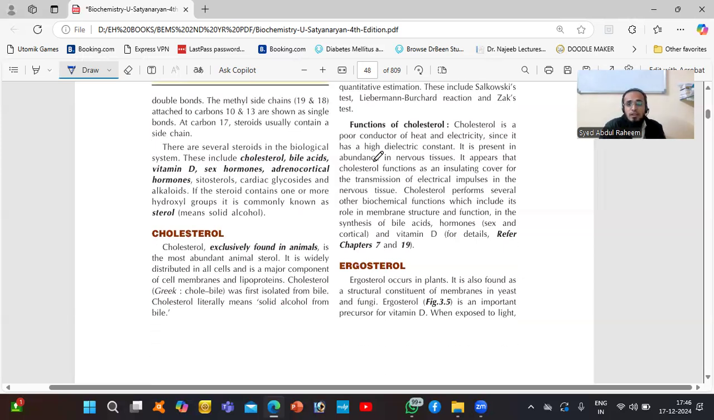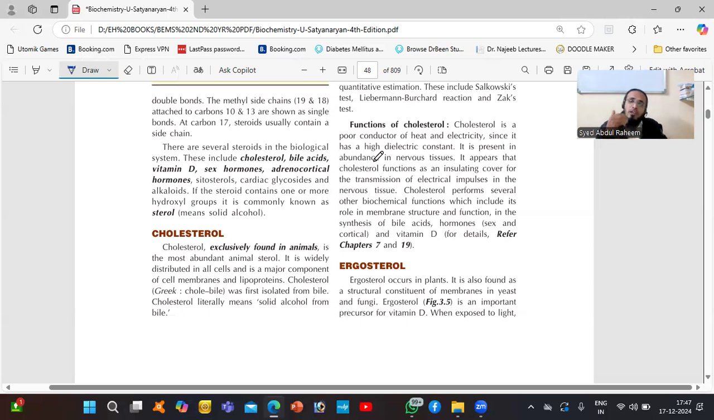Cholesterol is a poor conductor of heat and electricity. It has a high dielectric constant. It is present abundantly in nervous tissue. It appears that cholesterol functions as an insulating cover for the transmission of electrical impulses in the nervous tissue. Cholesterol performs several other biochemical functions, including its role in membrane structure and function, and in the synthesis of bile acid, sex and cortical hormones, and vitamin D. So if cholesterol is there, heat and electricity conduct poorly.